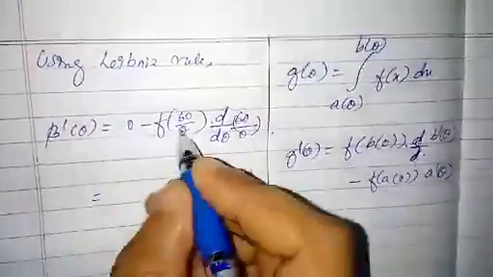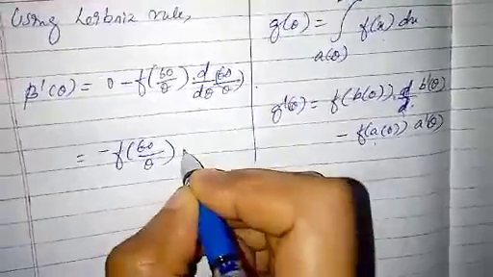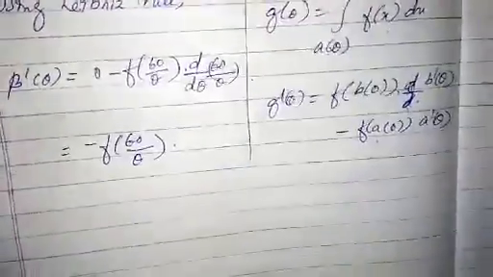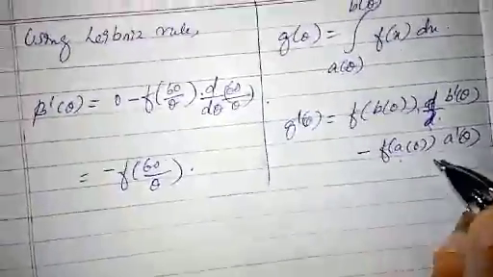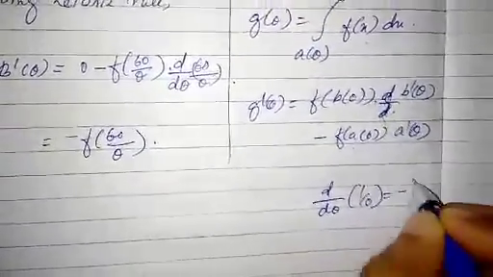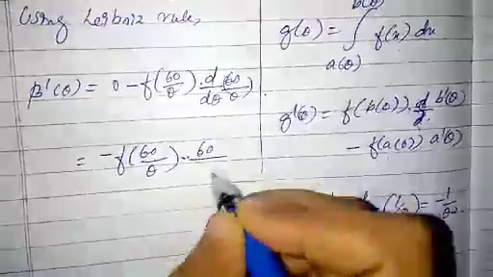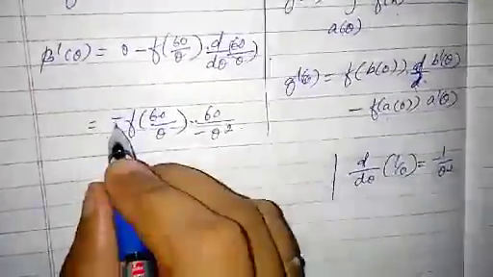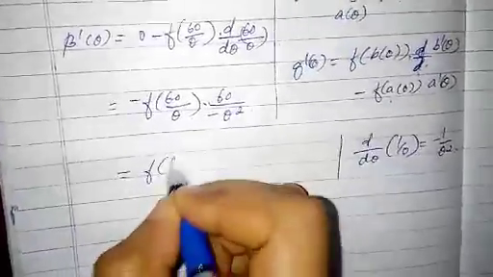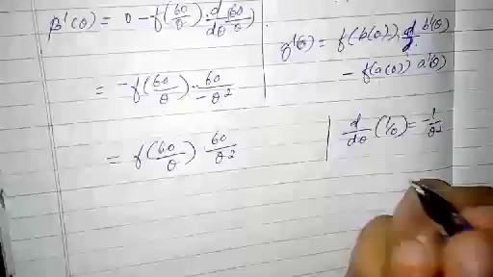It's equal to minus f of 60 divided by theta into, what is the differentiation of 60 divided by theta? The differentiation of 1 by theta is equal to minus 1 by theta square, right? So here, 60 divided by minus theta square. So minus into minus is plus, right? It is f of 60 divided by theta into 60 divided by theta square.